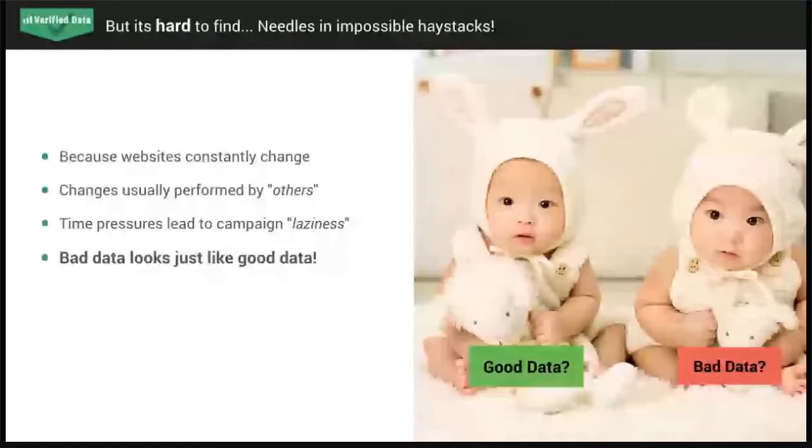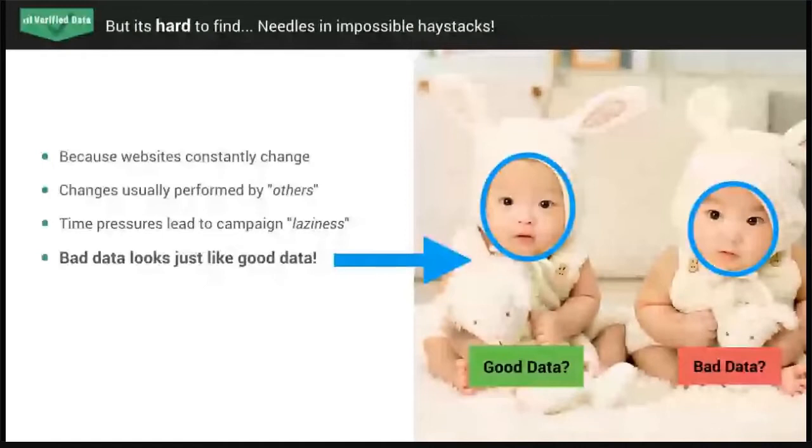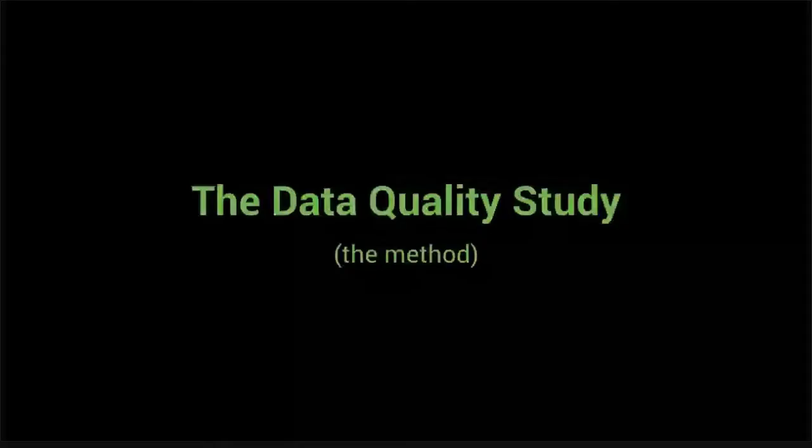But if I had to pick one thing out of this that makes it difficult to find bad data, it's the fact that it looks just like good data. These are not my kids, by the way, but they're cute anyway. They look both the same. It really is hard to differentiate, and you end up with what I call needles in impossible haystacks. So that's the background. Let's have a look at the study then.